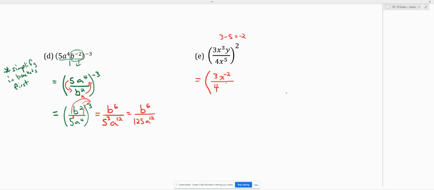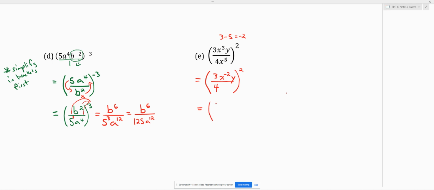So now we do have a negative exponent, and the y to the 1 stays there. And this is all being squared still. Now we simplified inside, but we still have this negative exponent. So I'm going to move that down below, because remember, simplified means no negative exponents.